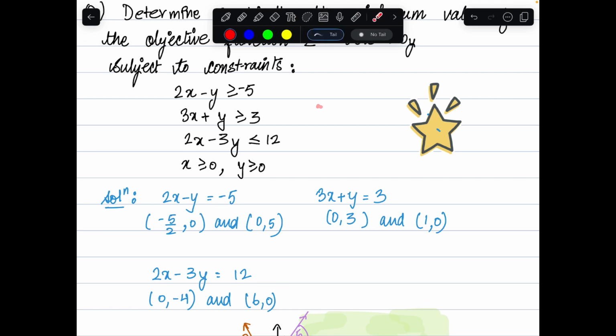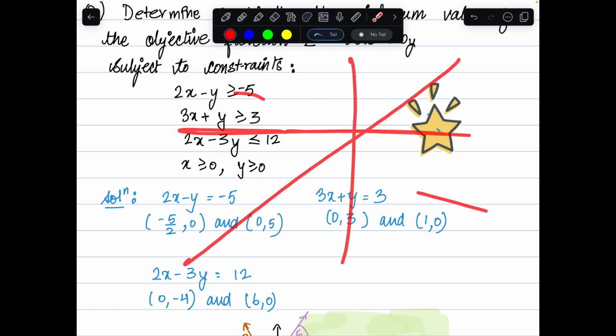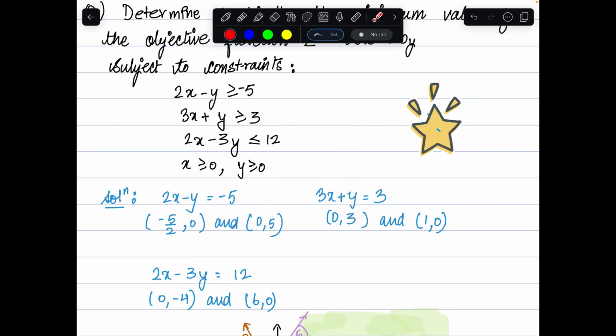What's happening is, this inequality, that means this greater than or less than sign, is used to tell us the region. Because a line always divides the plane into two parts, right? This part and this part. But how do I know from which part I am supposed to take the solution? That is actually given by this greater than or less than sign.